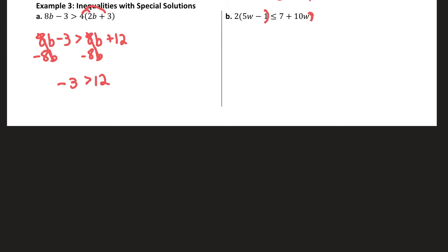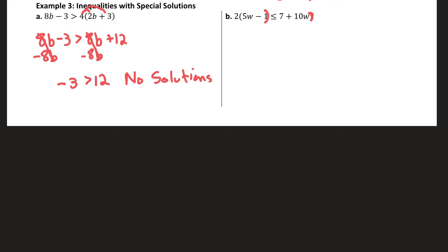So that means that this inequality has no solutions. An inequality, when we solve it, that creates a false inequality, has no solutions. Okay? So if we eliminate all the variables and we get a false inequality, that means no solutions.